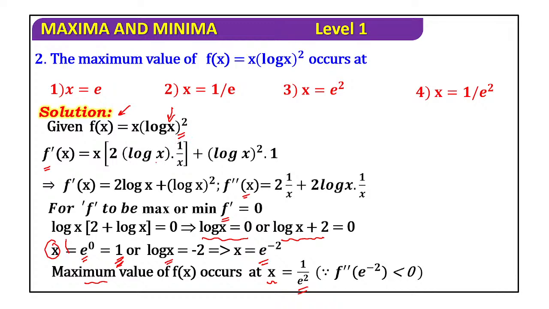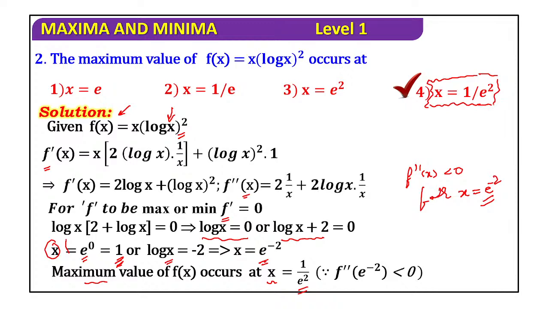In the same way, f double dash of x is going to be lesser than 0 for x equal to e to the power of minus 2. Therefore, option 4 is going to be your answer. So you can just see that the maximum value of f of x equal to x into log x whole square occurs at x equal to 1 by e square. Clear? Okay.